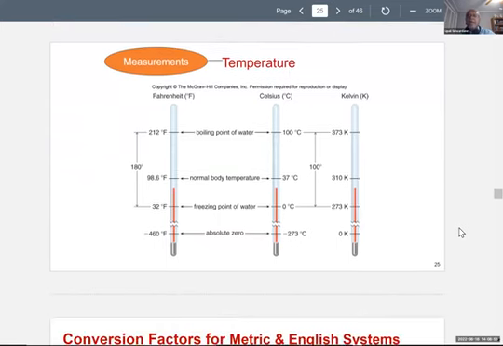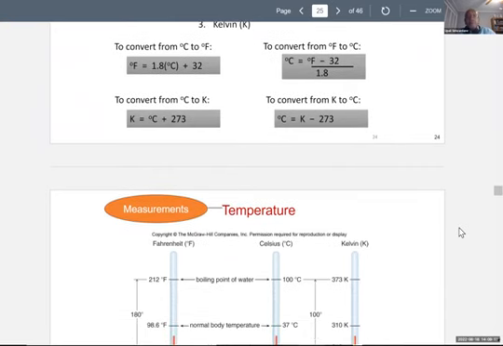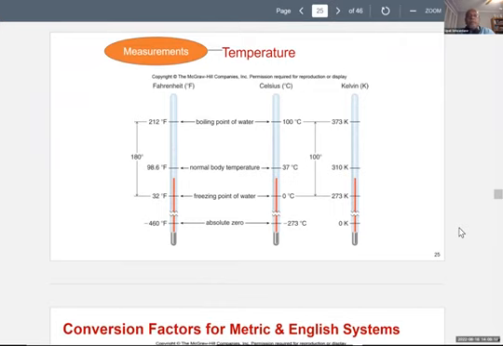Now, where does that 1.8 come from? It's a conversion factor. You multiply by it to go from Celsius to Fahrenheit. 1.8 comes out of the divisions in the Fahrenheit scale and the divisions in the Celsius scale.